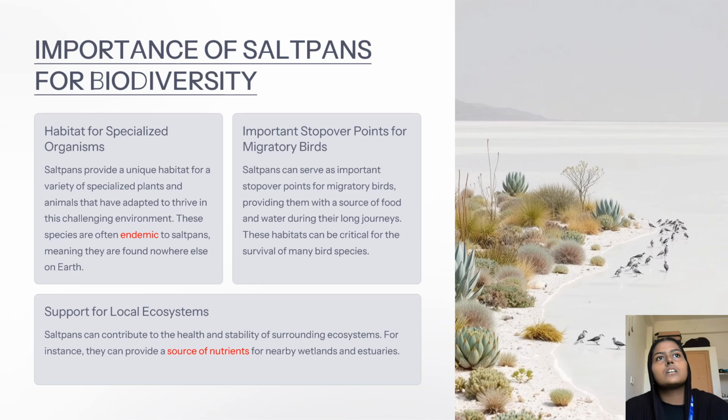Next, these salt pan zones serve as a stopover point for migratory birds which travel long distances from one continent to another. They take a stop in these salt pan zones to fill up with water and get some nutrition from these areas. And these salt pan zones are not isolated zones. The organisms in these salt pan zones and the nutritional availability of this zone also support the nearby wetland and estuary zones and the organisms present in those zones.